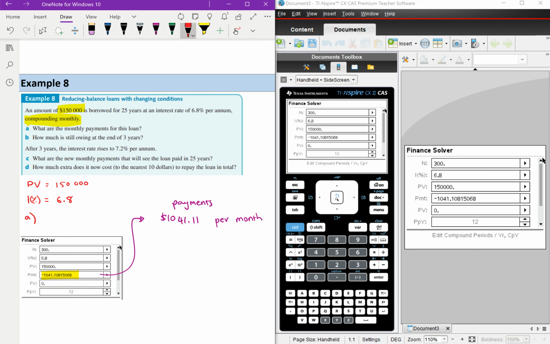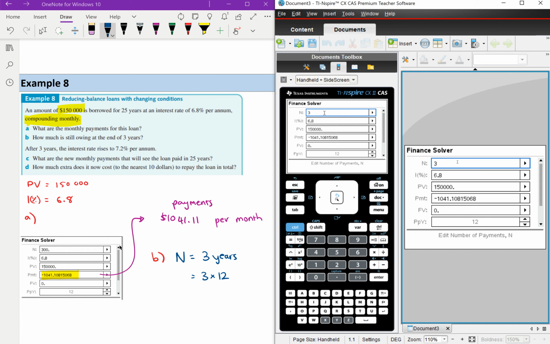Then part B asks us to find how much is still owing at the end of 3 years. So remember, I've got a 25-year loan, and I want to find how much is still owing at the end of 3 years. Well, what will change at the end of 3 years is going to be my end value. Okay, so 3 years would imply that I now have 3 times 12 compounding. So that's the number of times that the payment's going to occur. So after 3 years, 3 times 12 gives me 36. Rate is still the same.